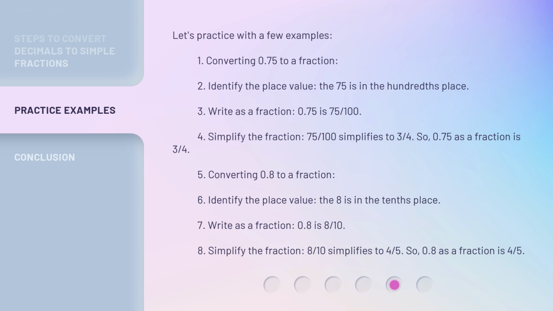5. Converting 0.8 to a fraction. 6. Identify the place value. The 8 is in the tenths place. 7. Write as a fraction. 0.8 is 8/10. 8. Simplify the fraction. 8/10 simplifies to 4/5. So, 0.8 as a fraction is 4/5.